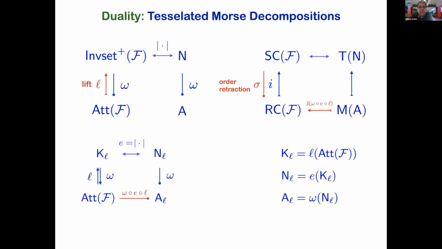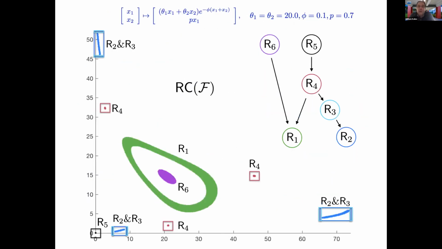So let me do the example. Here is an example of a two-dimensional map. This is a population model that is a nonlinear Leslie model. And it has some fairly complicated dynamics. So there's several periodic points. R2 here is a chaotic set inside of there. The R1 is some sort of invariant circle inside of there.